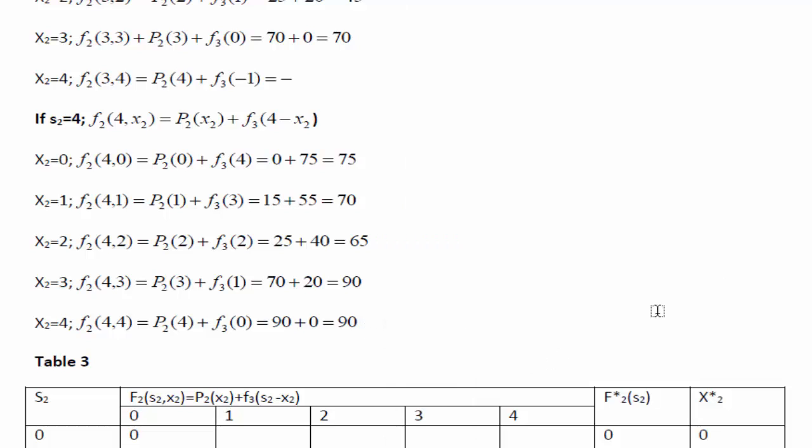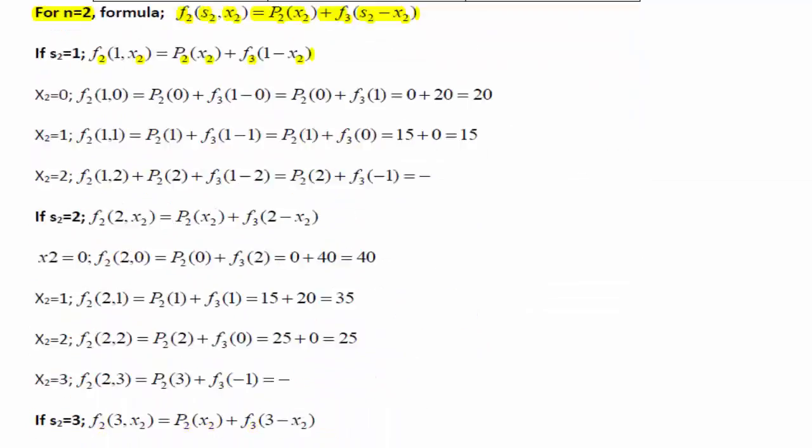So when you're done with that, you draw your table 3. Sorry, this should be table 2, not table 3. Let me check. Okay, yeah, table 3.